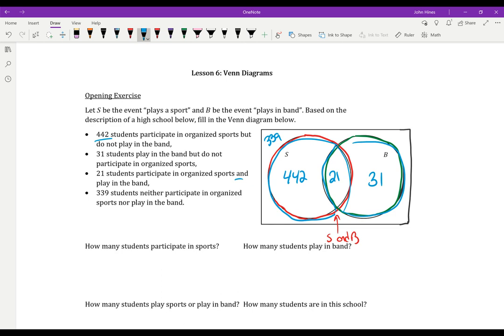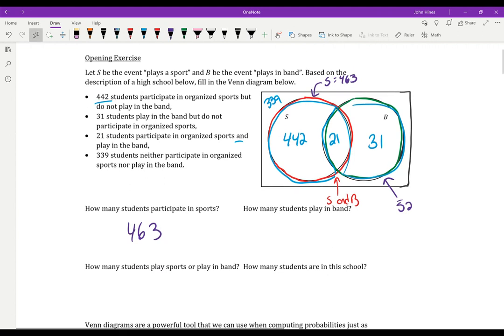So now when I ask you the question, how many people play sports? That's where you have to look at this entire circle. How many people play sports? 442 plus 21 gives me 463. This entire S circle is 463. And this entire B circle, how many are in band, is 52. I added those two numbers together. So you have to think, are they giving me the whole circle or are they giving me a part of the circle? How many students play sports or band?